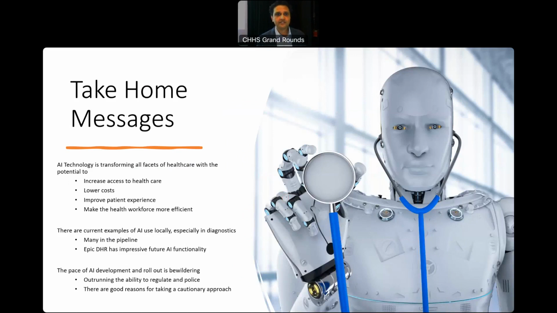So, take-home messages. AI technology is transforming all facets of healthcare with the potential to achieve the four aims of healthcare. These are the things that we always like to do: increase access to healthcare, lower costs, improve patient experience, and make the health workforce more efficient and retain us in the workforce. There are many current examples of AI used locally, especially in diagnostics, and many in the pipeline. Just know that Epic may have some things that are coming to us in the next year or two. And the pace of AI development and rollout is bewildering.